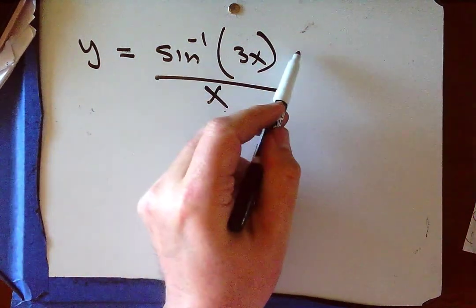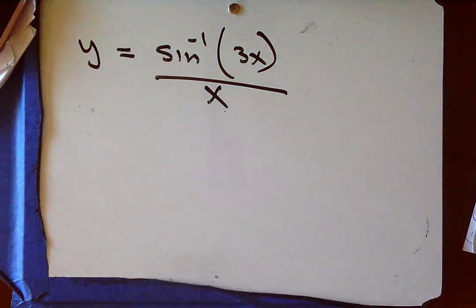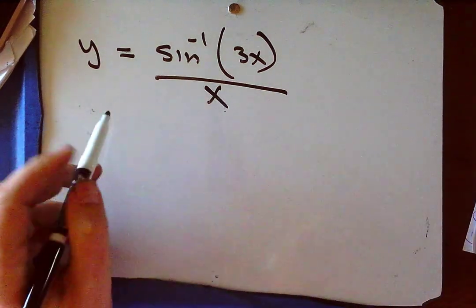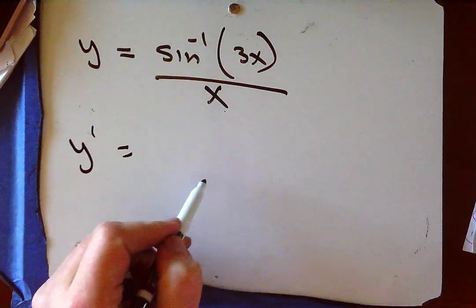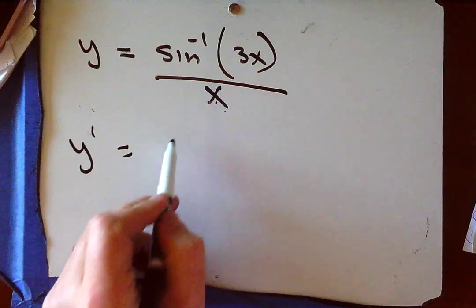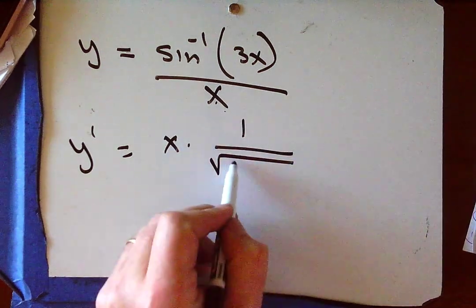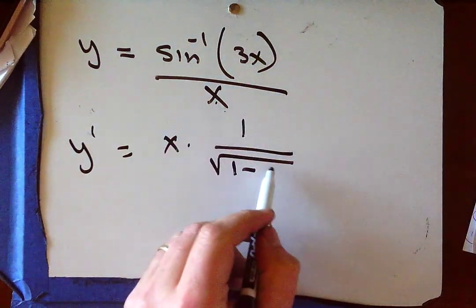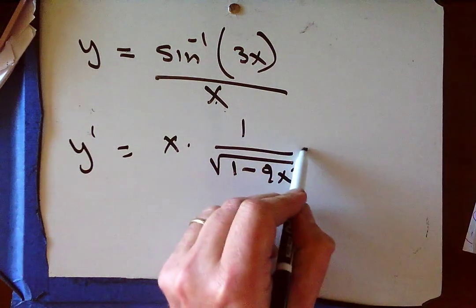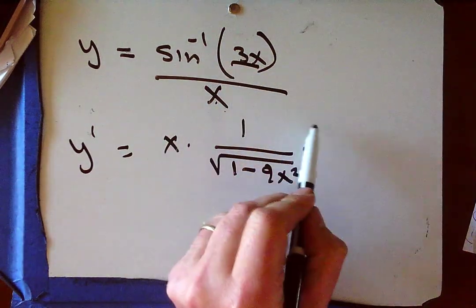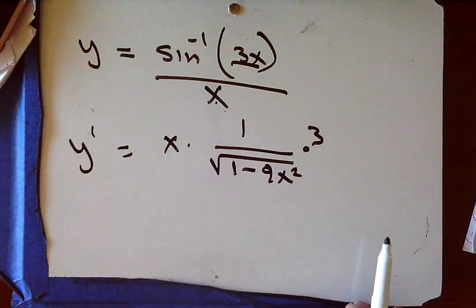I mean, I guess you could flip this up and make it x to the negative 1 and do product rule. I'm going to do quotient rule. So y prime is low d high. The derivative of this is 1 over square root 1 minus stuff squared times the derivative of that inside function, times the derivative of stuff.